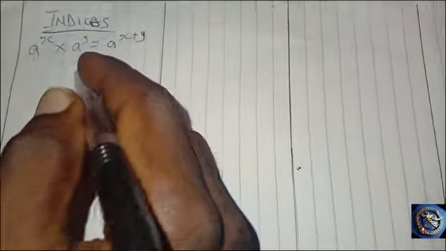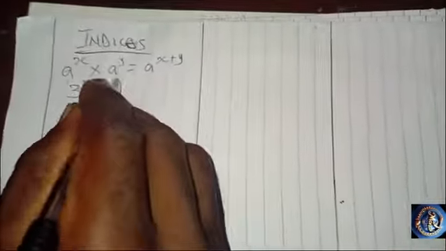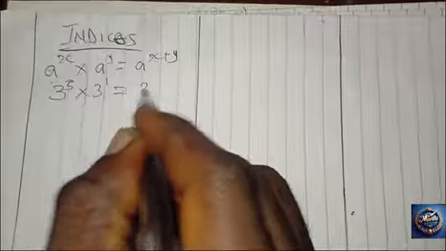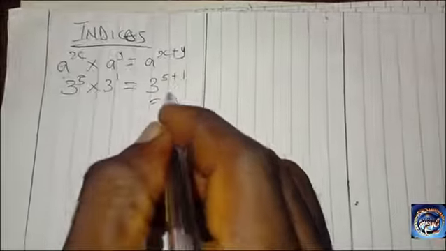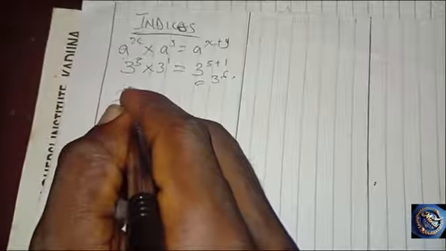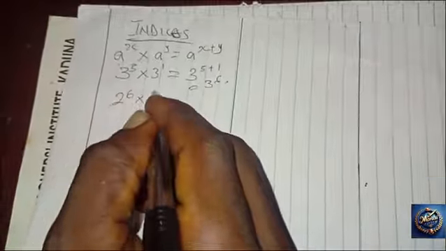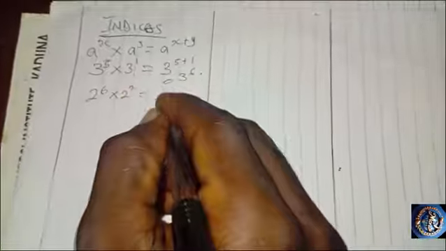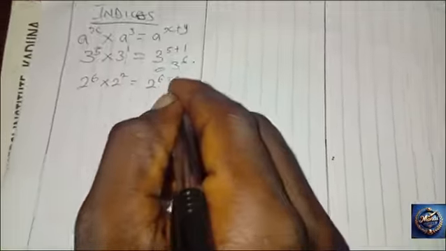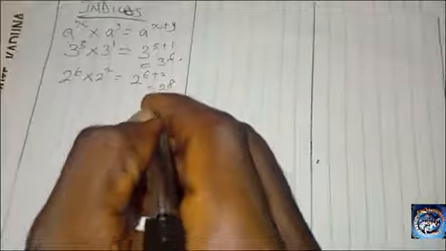An example of such is that when you have 3 raised to power 5 times 3 raised to power 1, it equals 3 raised to power 5 plus 1, which is equal to 3 raised to power 6. If I have something like 2 raised to power 6 times 2 raised to power 2, the answer will be 2 raised to power 6 plus 2, which is equal to 2 raised to power 8. That is the first law.